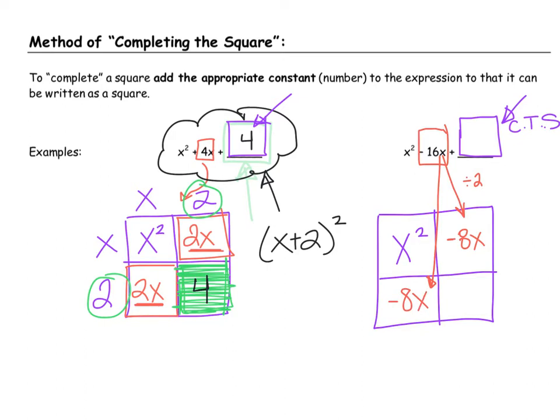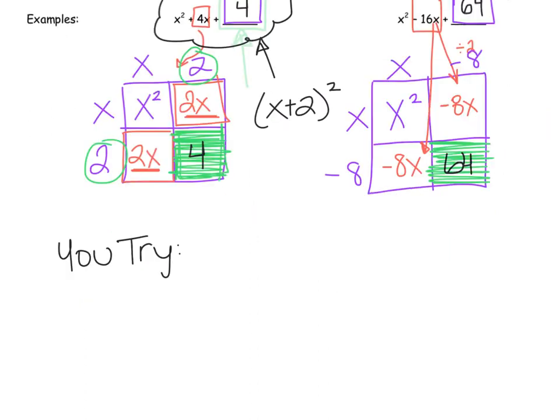And if I know those are negative 8x, I know that on my sides I must have x times x to give me x squared and negative 8 to give me those negative 8x's, which means that to complete my square, I must be multiplying negative 8 times negative 8, which would give me positive 64. So this 64 here is the number that completes the square.